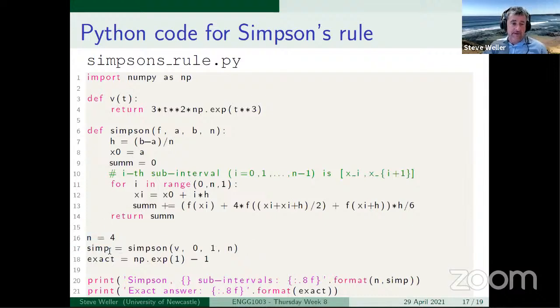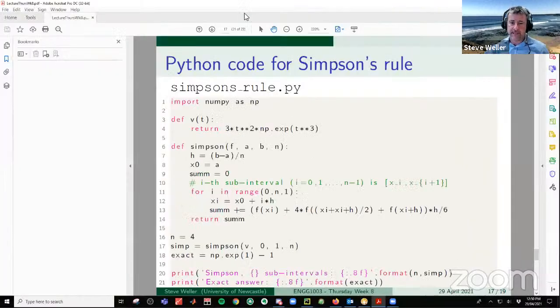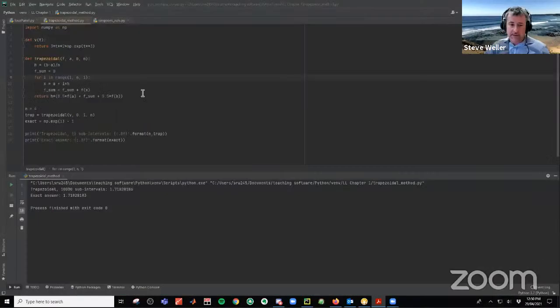We call the function in line 17, and we've got the exact answer to call on in this particular example because of this very particular choice of function. In general, we don't have the exact expression, but it's super useful for testing. So let's run it live.